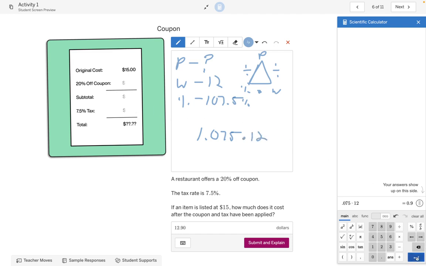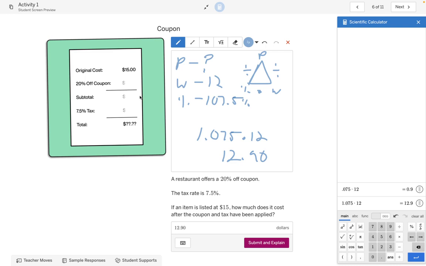Again, I'm going to go to my calculator. 1.075 times 12. And again, it gives me $12.90. It doesn't matter if you do it as little pieces in that add or as if you jump right to the ending points. Either way is going to be fine. But you can do it step by step or make realizations.